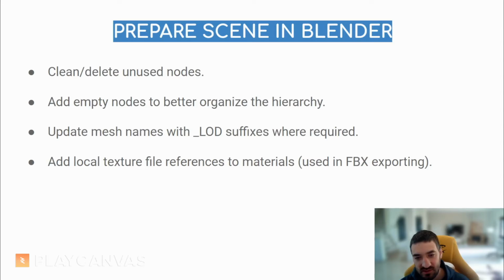If we are using LODs, that's a level of details, we'll talk a bit about it later. Then we add suffixes like underscore LOD0 or underscore LOD1 to meshes where it's required. And also we add local texture file references. You can Google that to find how that works in Blender. If you do that, then it's very easy to include not only the materials, but also the textures at the right material channels with your final FBX. And that makes it super easy to import the FBX in PlayCanvas and get both materials and textures uploaded in a single action.